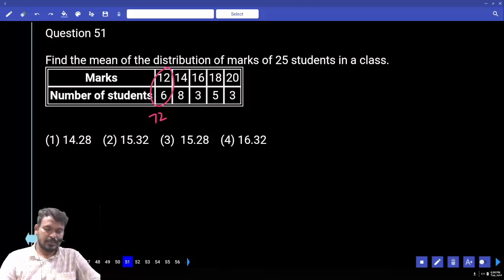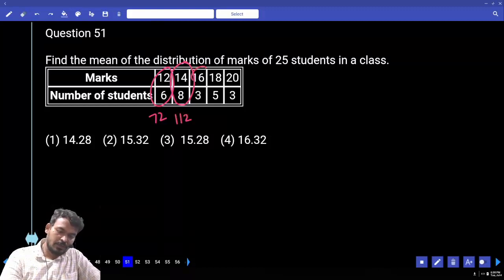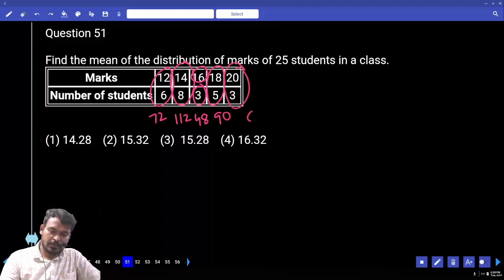6 students. Second one, 14 marks each, and 8 students, 112 marks. Third one, each student 16 marks, 3 students, 48 marks. And 18 into 5 is how much? 90. 20 into 3 is 60.